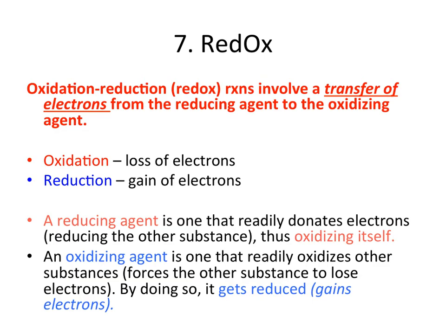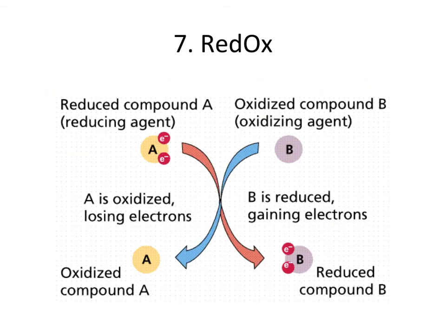That means the other substance gains electrons. Now, if it loses electrons, that means it gets oxidized. An oxidizing agent, however, forces the other substance to lose its electrons, thereby gaining those lost electrons. By gaining those lost electrons, it gets reduced, and there we go, our little circle of life. So in this case, this kind of explains it a little bit better. So the reducing agent is oxidized, and that means that it's going to lose its electrons and give its electrons to the oxidizing agent, which in turn gets reduced.